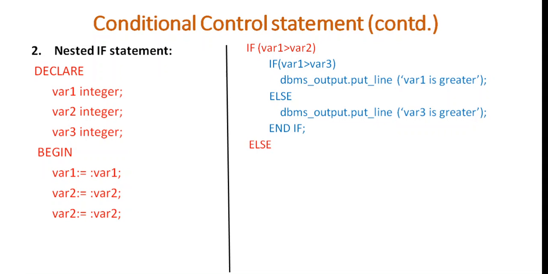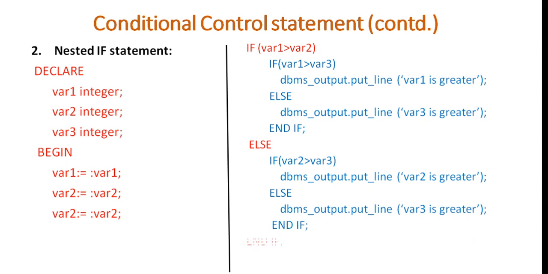Now the else part of the outer if. Here we are checking another condition: if variable 2 is greater than variable 3, then variable 2 is greater, else variable 3 is greater. So this is a simple program of displaying the highest number among 3 by using nested if.